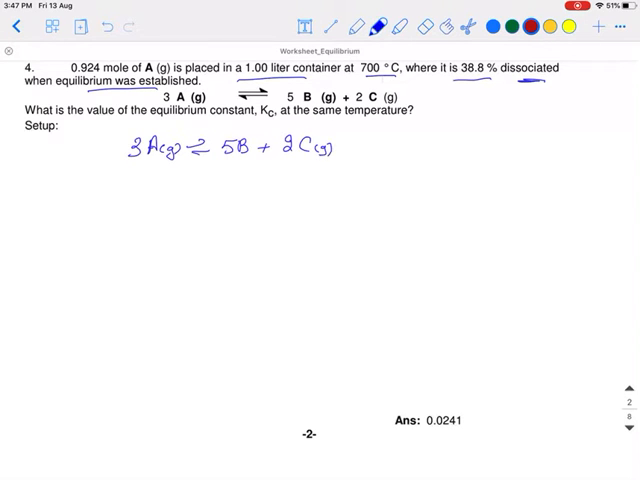At the beginning, we have 0.924 in 1 liter, which is the concentration. So initially, 0.924 at the beginning, and no concentrations for B and C. By time, definitely we cannot take any concentrations from 0, so minus will be from the left side. Change by reaction is always subjected to stoichiometry, so minus 3x, plus 5x and plus 2x. The equilibrium is the summation of the above two steps.